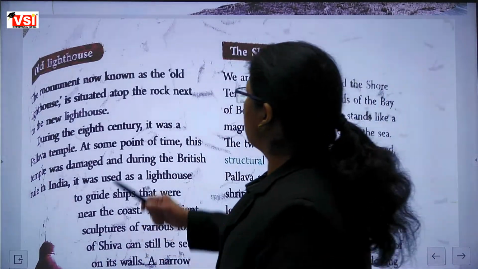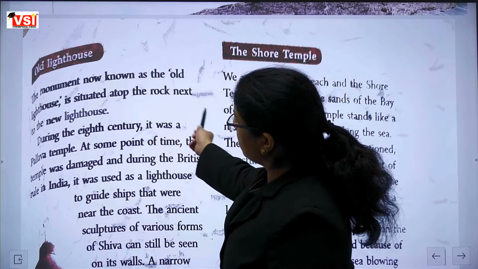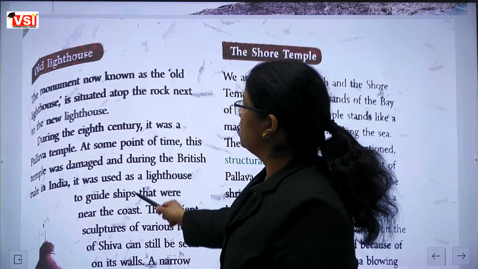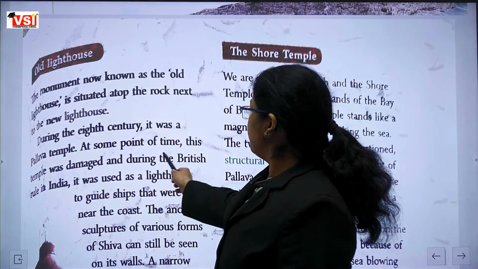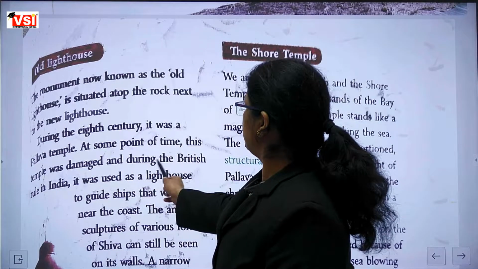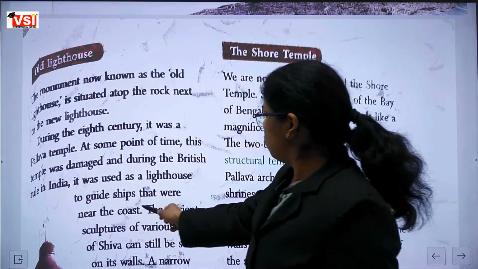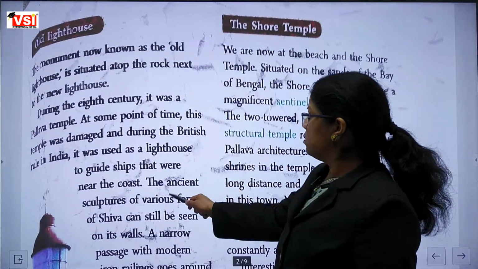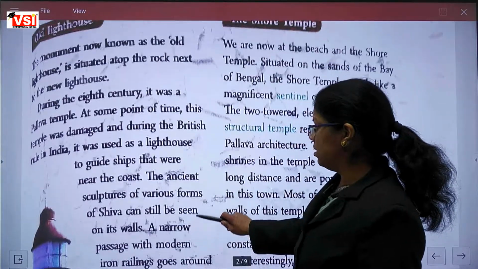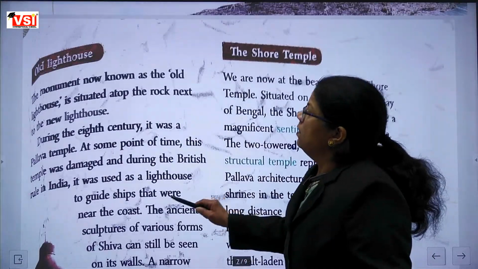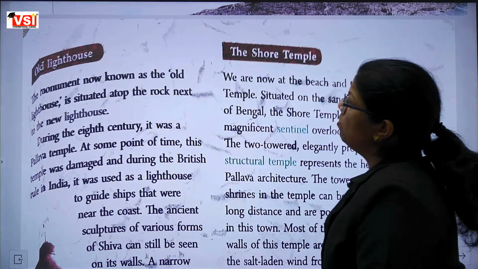The monument now known as the Old Lighthouse is situated atop the rock next to the new lighthouse. During the 8th century, it was a Pallava temple. At some point of time, this temple was damaged, and during the British rule in India, it was used as a lighthouse to guide ships that were near the coast. The ancient sculpture of various forms of Shiva can still be seen on its walls. Now we will talk about the Old Lighthouse.